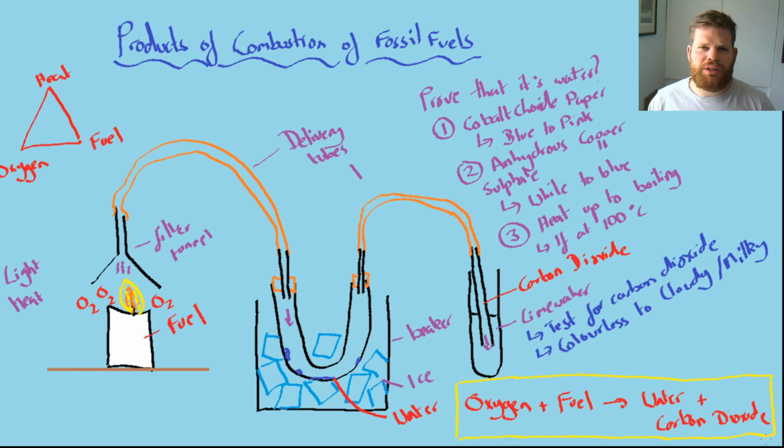So what we've talked about in this video is the products of combustion of fossil fuels by looking at a candle. We've talked about the equipment that we would use to do this in a lab. And we've also talked about the ways in which we can prove that the products are water and carbon dioxide. So hopefully this has been useful to highlight some of those things. And as we go into the next video, I'm going to be talking a little bit about candles in more detail and a little bit more about air and pollution and how fossil fuels affect our climate.